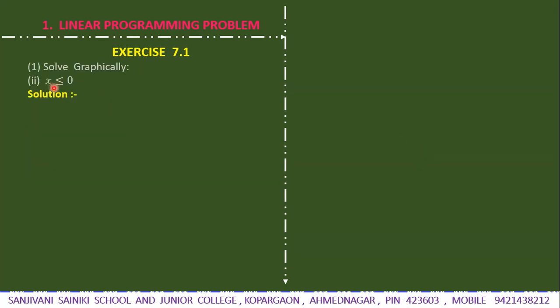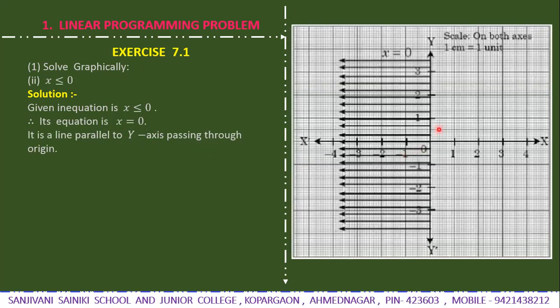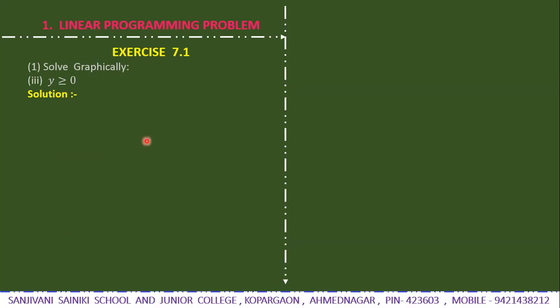The next problem, x is less than or equal to 0. The corresponding equation is x is equal to 0. So it's a line parallel to the y-axis and passing through the origin, which means it's the equation of the y-axis actually. Now here x is less than 0, so we have to take the left side of this y-axis. So this is the solution set.